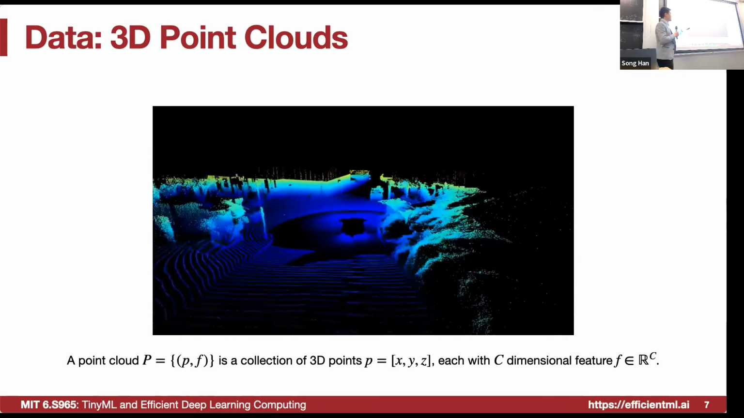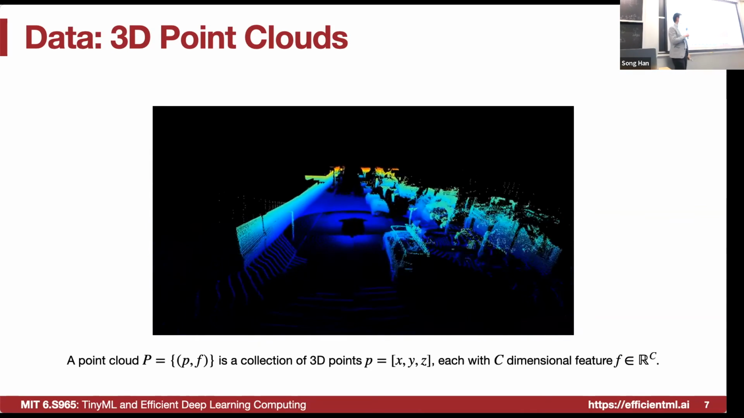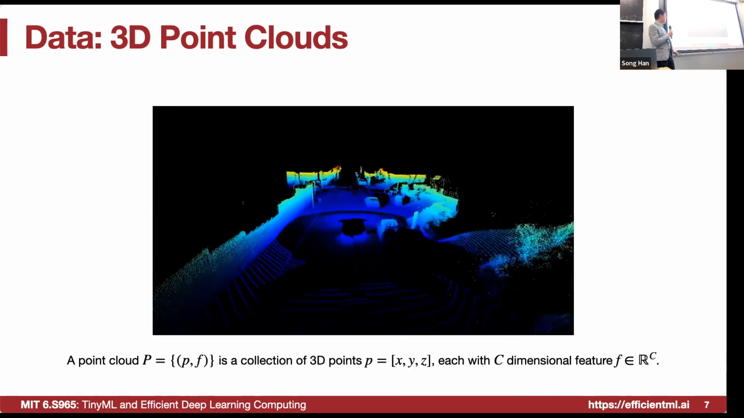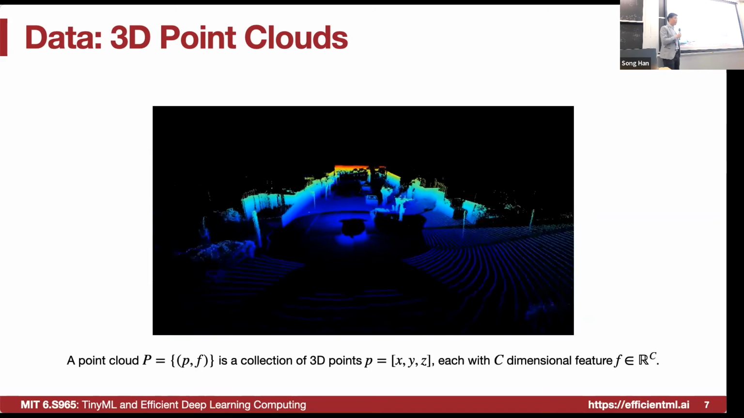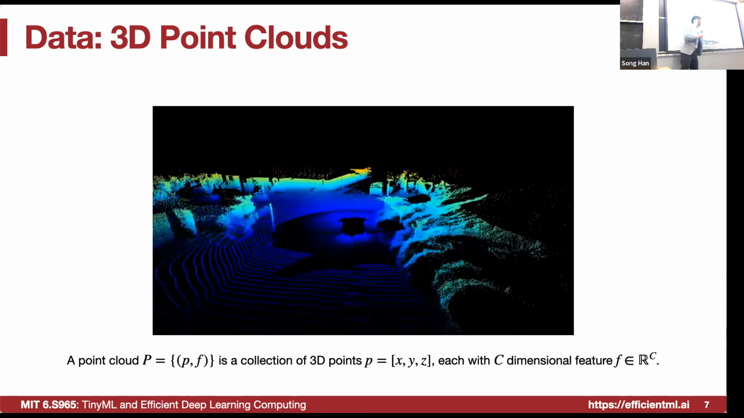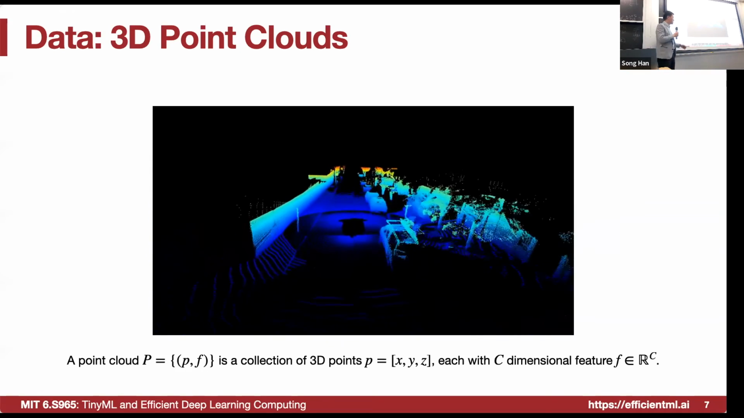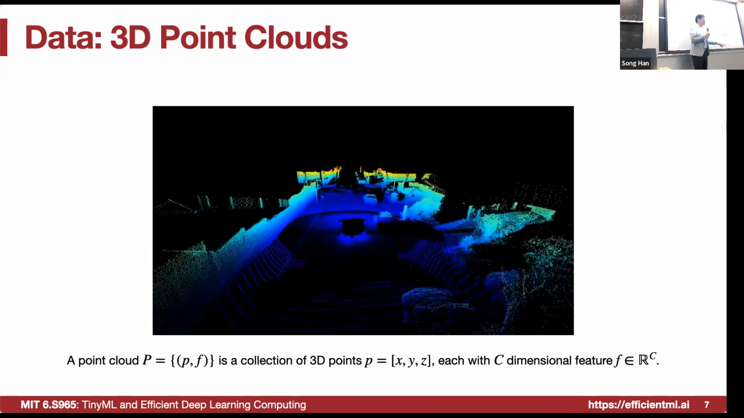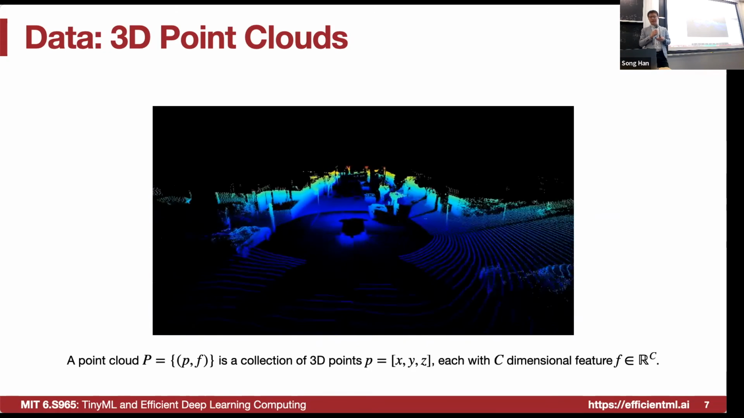So this is an example of what the data looks like from the LiDAR sensors. We can see different colors indicating the distance. So a point cloud is a collection of tuples of 3D points, including P, which is their coordinates X, Y, Z, concatenated with a feature. The feature would be C dimensional, depending on your neural network architecture.